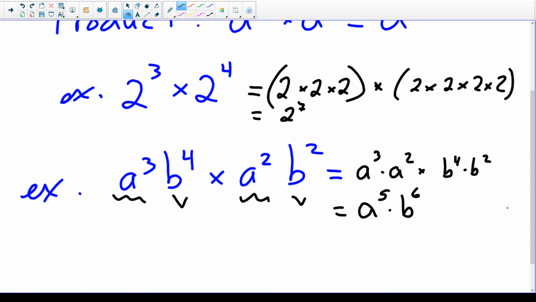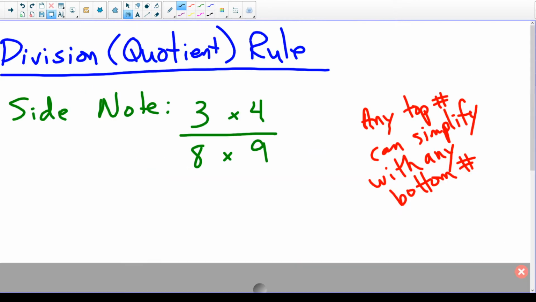Seeing no urgent questions pop up in chat, we're just going to keep going. So let's look at the quotient rule, or the division rule.